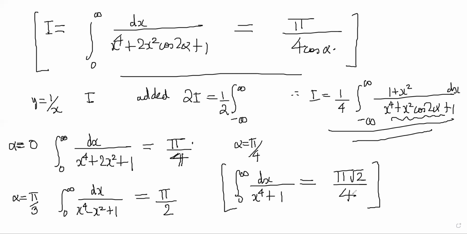And finally, you can also get the integral for x power 4 plus x square plus 1 by taking the value of alpha as pi by 6. If you put alpha as pi by 6, you get integral 0 to infinity dx by x power 4 plus x square plus 1, and that comes out to be pi by 2 root 3.